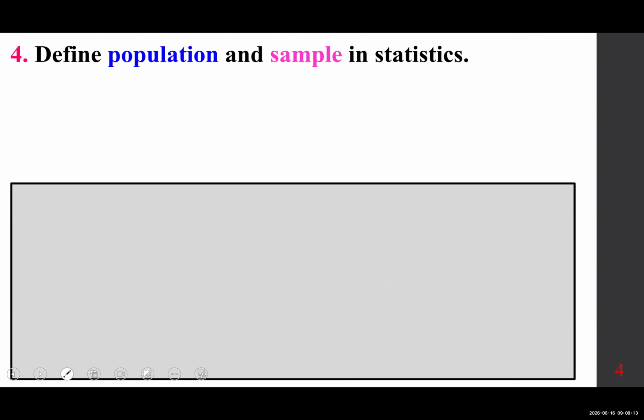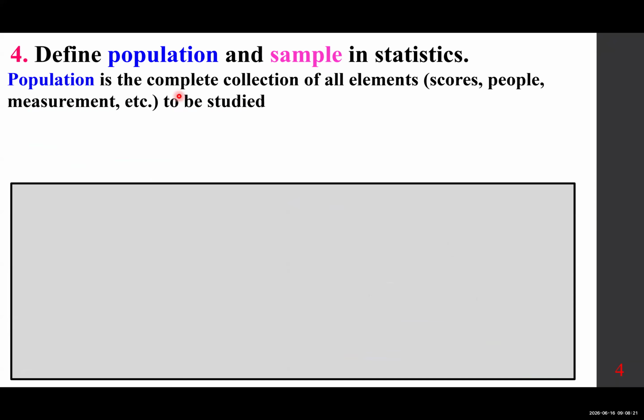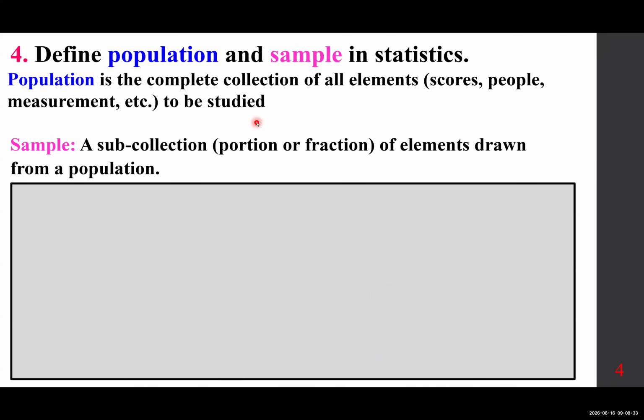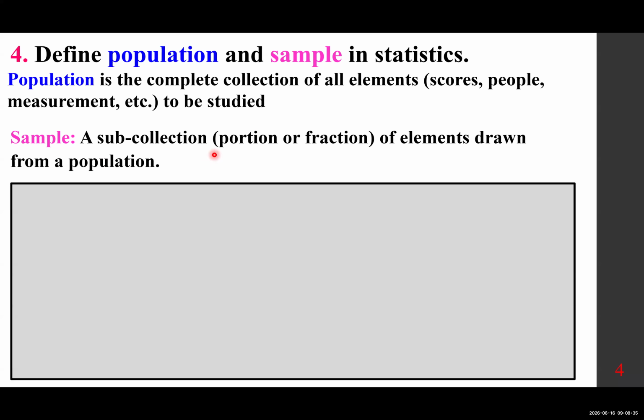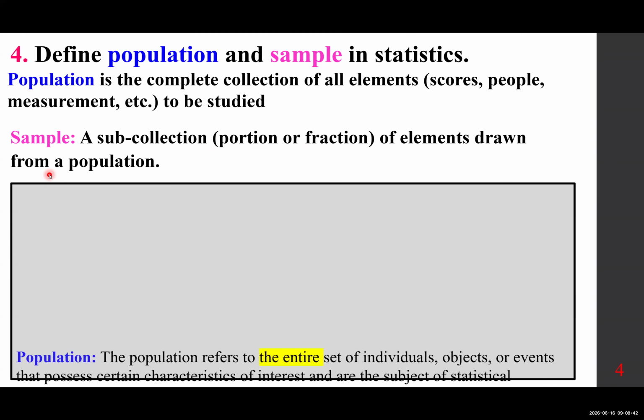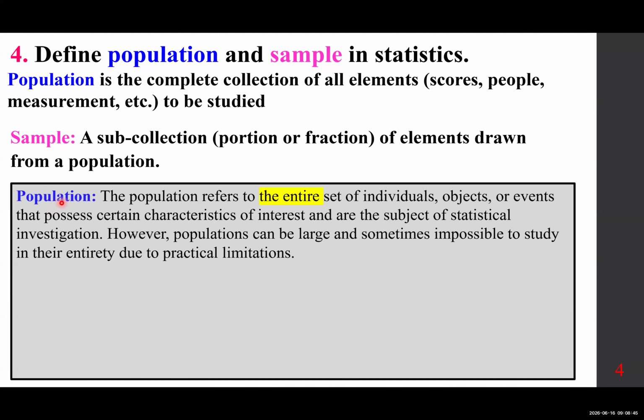Define population and sample in statistics. Population is the complete collection of all elements, scores, people, measurement, etc. to be studied. Sample, a sub-collection, portion, or fraction of elements drawn from the population. So let's look at more precise definition.